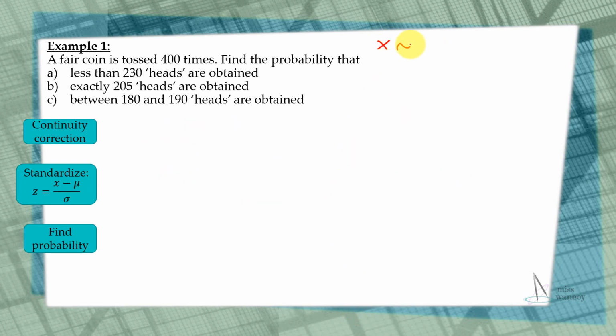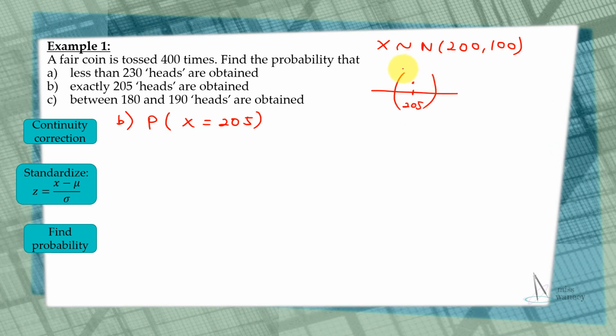So let me write down the distribution again so that we don't forget. Okay, so exactly 205 heads are obtained. So for B, we are looking at the probability for x equal to 205. So now we have to do the continuity correction straight away. So right here is 205. This is what we want to find, exactly 205. So what we should do is minus 0.5 and plus 0.5.